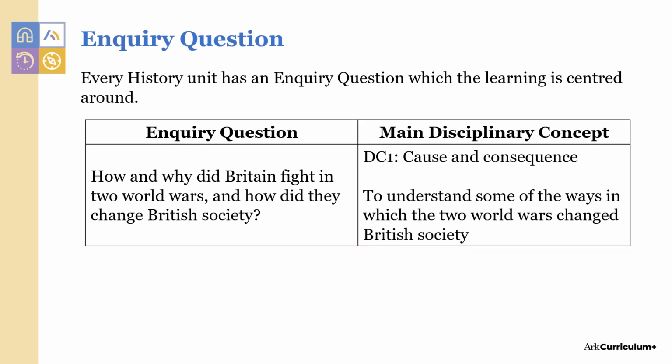Every history unit has an inquiry question which the learning is centred around and is answered after Lesson 10. The inquiry question for this unit is: how and why did Britain fight in the 2 World Wars, and how did they change British society? The main disciplinary concept for this unit is DC1, cause and consequence, to understand some of the ways in which the 2 World Wars changed British society.